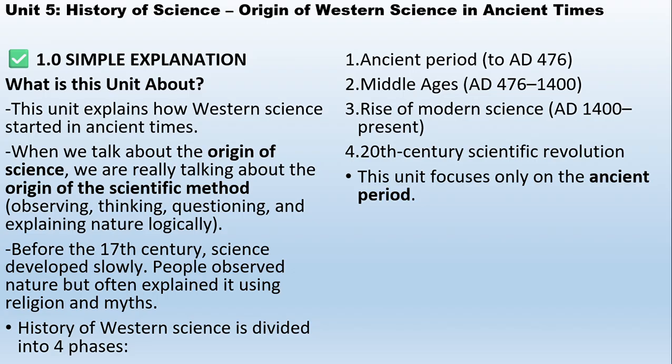The history of Western science is divided into four phases. The first one is the ancient period, that is up to AD 476. Then the Middle Ages, AD 476 to 1400. The third one is the rise of modern science, from AD 1400 to the present. And we have the 20th century scientific revolution. So these are the four phases of Western science.